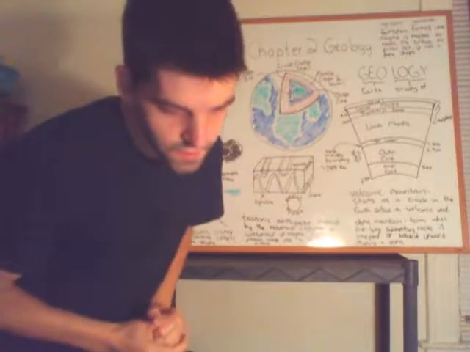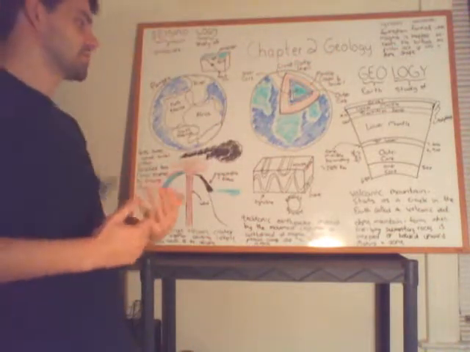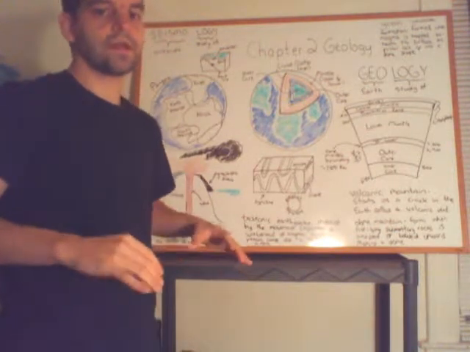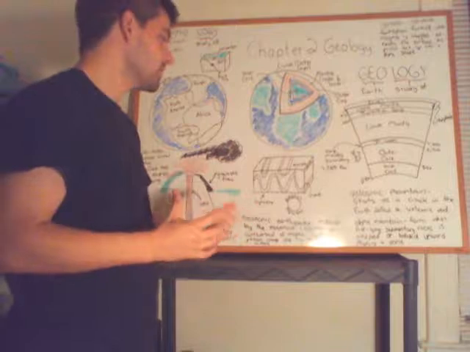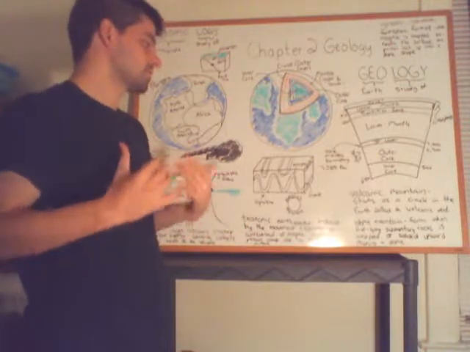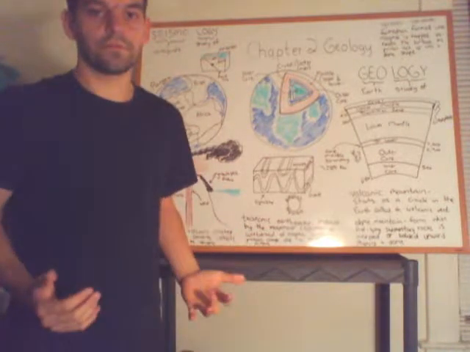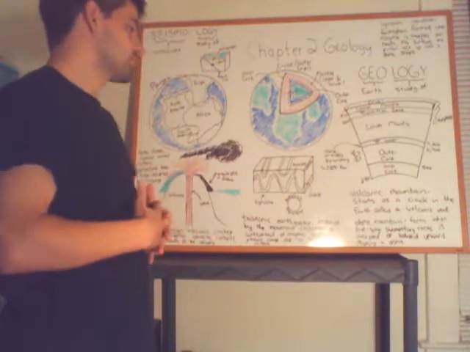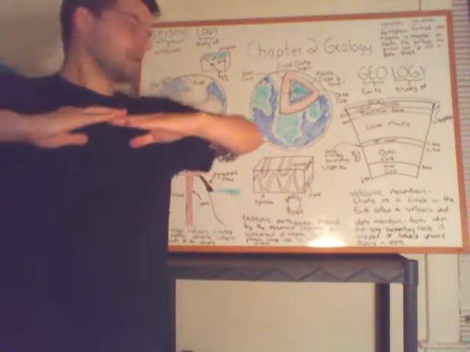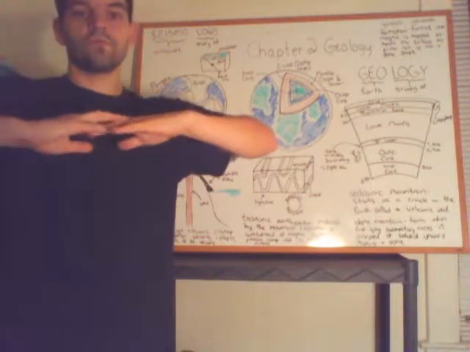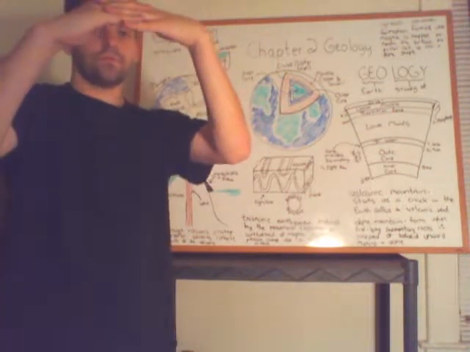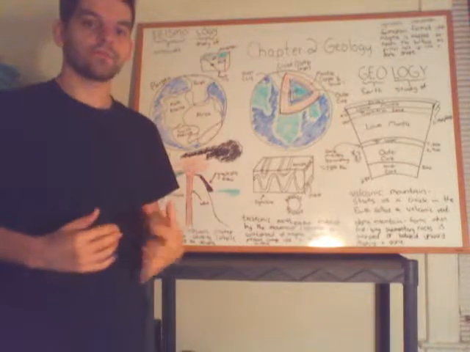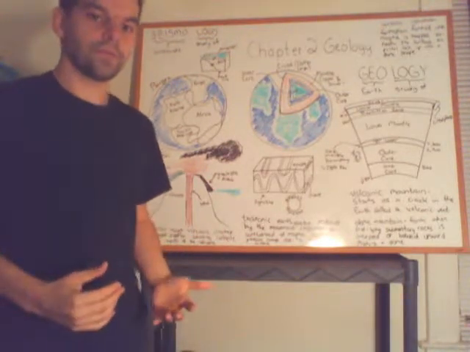Volcanic mountain versus dome mountain. So these two mountains are different based upon how they are formed. A volcanic mountain is a mountain that starts as a crack in the earth called a volcanic vent, as opposed to a dome mountain, which is formed when flat sedimentary rock is bowed or warped upward into a dome shape. So the differences are based upon their formation, one from a volcanic vent, one from flat sedimentary rock.